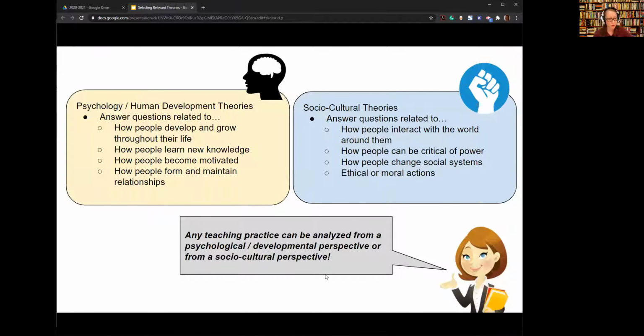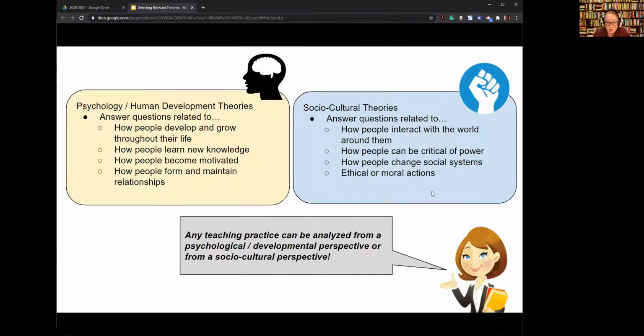So if you're still not sure, here are some things to think about. Psychology and human development theories answer questions related to how people develop and grow throughout their life, how people learn new knowledge, how people become motivated, how people form and maintain relationships. Those are all psychology or human development related theories. And so that would be the direction you want to go.